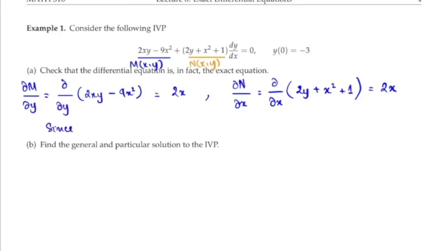So we say that since partial M, partial y equal to partial N, partial x, right, we say that the differential equation is in fact exact. So that's how you check if the differential equation under consideration is an exact differential equation.